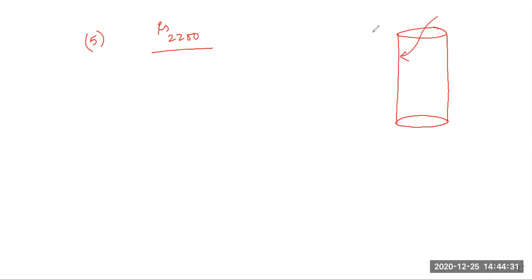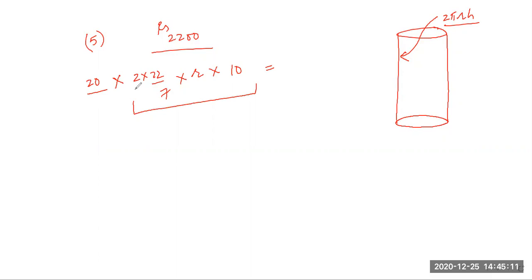This inner curved surface area and outer curved surface area, student, the formula is same. What? 2 pi r h. So we know 2 into 22 by 7 into r. Radius is not given. R into what is the height? Height is 10 meter. 2 pi r h, that is equal to the curved surface area. So this curved surface area, if I multiply by 20, because 20 rupees per meter square is the cost, right?